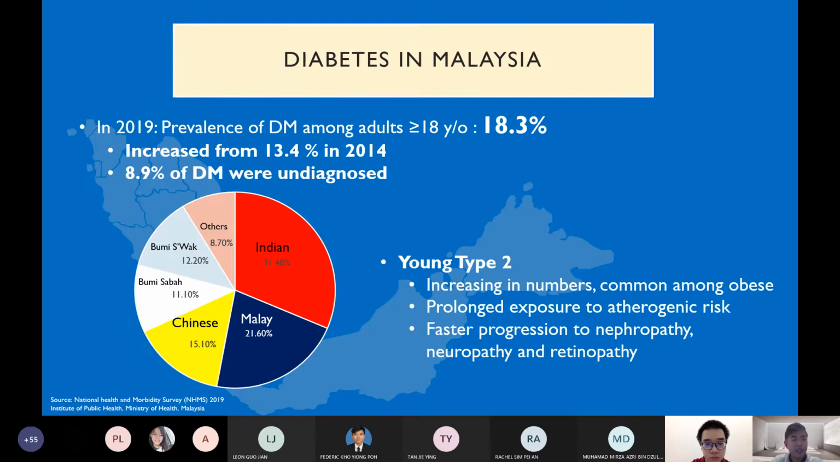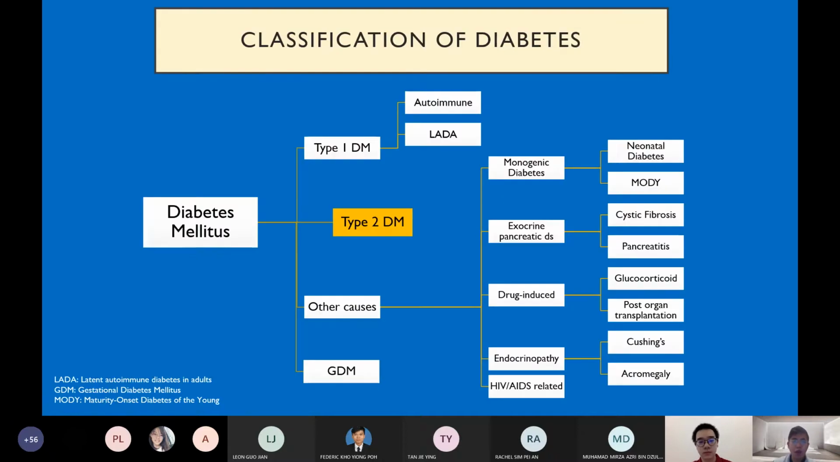And why is it dangerous? Because young patients who develop type 2 diabetes have a faster progression to nephropathy, neuropathy, and retinopathy, the long-term complications of diabetes. And how do we classify diabetes? The talk today is mainly focused on type 2 diabetes, but as you all know, we have type 1 diabetes. The classical one would be your autoimmune mediated type 1 diabetes that commonly presents in the pediatric age group, and LADA, i.e. latent autoimmune diabetes in adults.